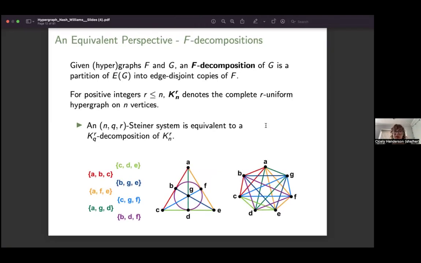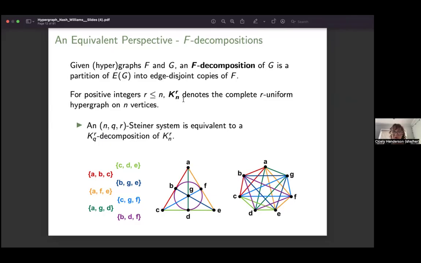So in particular, given hypergraphs F and G, an F decomposition of G is a partition of the edges of G into edge disjoint copies of F. And we're going to use K sub n to the r to denote the complete r-uniform hypergraph on n vertices. So then, as we just saw on the previous slide, an (n,q,r) Steiner system is equivalent to a K_q^r decomposition of K_n^r.